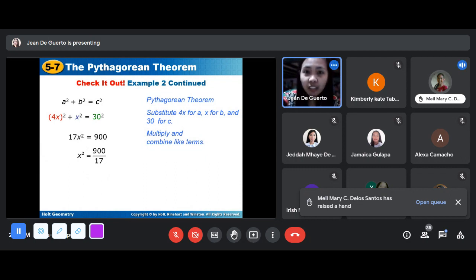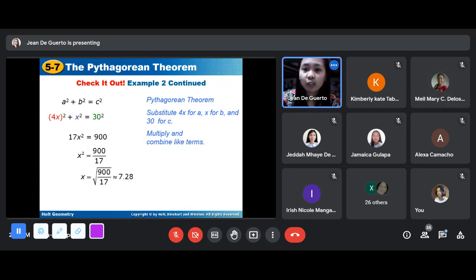Ma'am, 7.28. Okay? So, the distance, take note na yung etong 7.28 is still in feet. Nasa feet pa yan. So, hindi pa yan yung final answer natin. So, we need to convert this into inches.